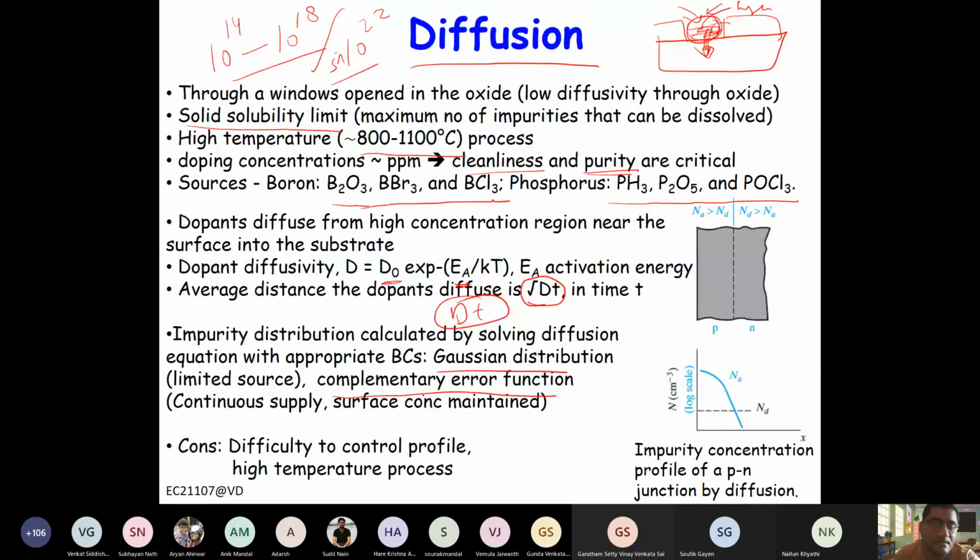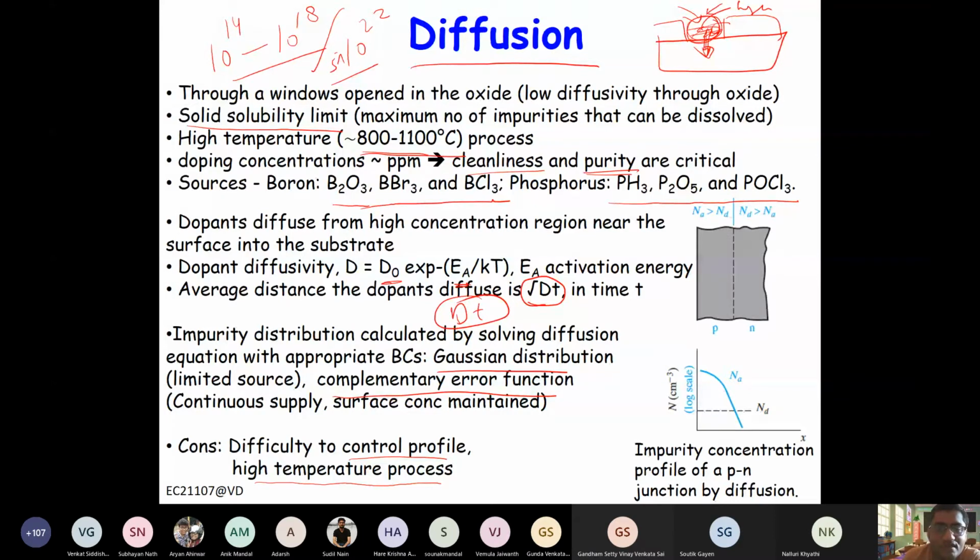And of course, the problem with this diffusion is that because it's a high temperature process, it's difficult to control the profile, right? Being a high temperature process, it has limitations. Let's say you already have some doping, and you do the diffusion, so the existing doping will diffuse and be altered, right? So there's some limitation, especially for modern devices where these wells are of the order of only a few hundred nanometers. Diffusion will not be practical.